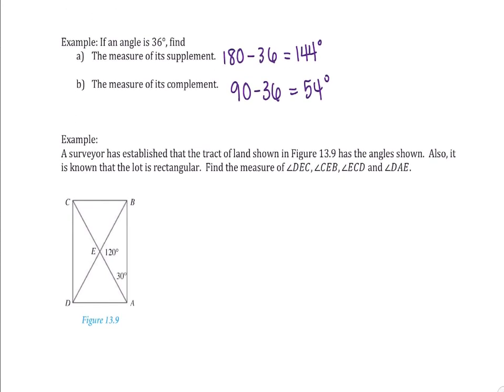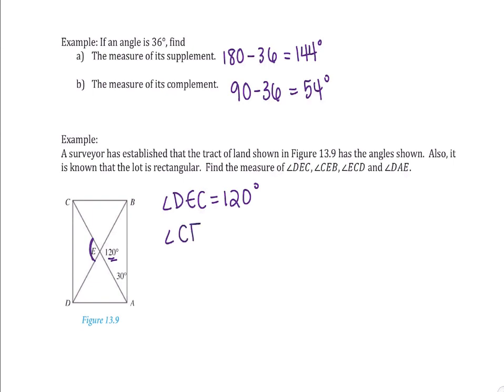And then the last example here is we're looking at this tract of land here, and we have the angles given. We know that this lot is rectangular, and we need to find the measure of several of these missing angles. So let's look first at DEC. So that's going to be this angle right here. Since that angle is vertical with the 120, you see that they have these intersecting lines and they're opposite, then I know that angle DEC will have to also equal 120 degrees.